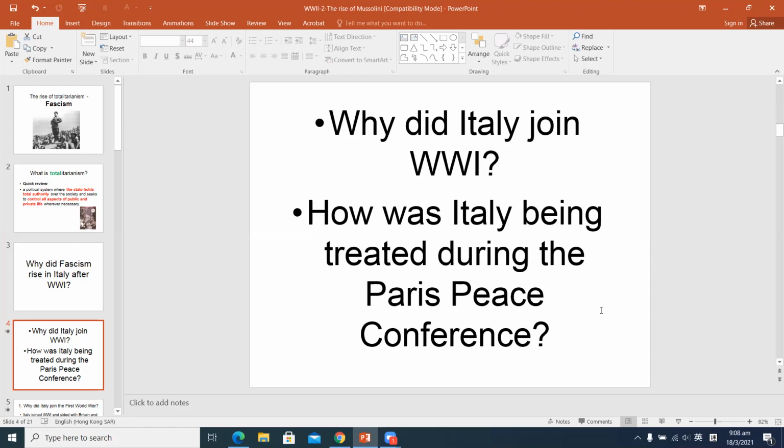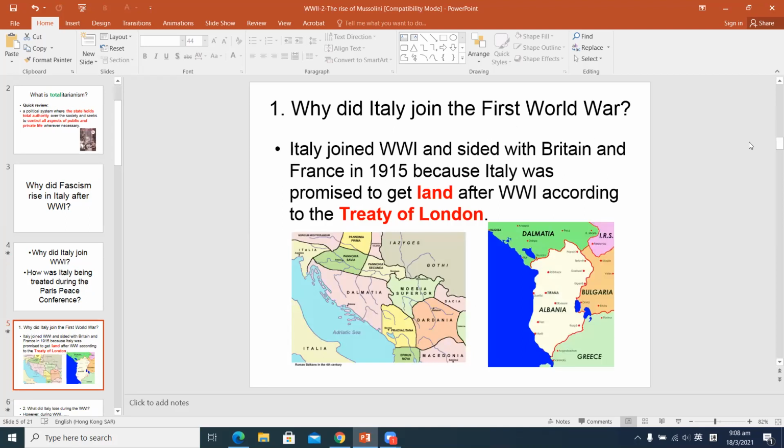Students, now please go to page 2 of booklet 6, and we are now in part A, A1, Italy and the First World War. The first question: why did Italy join the First World War? Remember that in 1914, at the very beginning of the First World War, Italy, even though it was an ally of Germany and Austria, did not join the war. It was not until 1915, when Britain and France promised to give Italy land, Albania and Dalmatia, two regions in the Balkans. With the territorial temptation, Italy agreed to join the war and sided with Britain and France. This is called the Treaty of London.